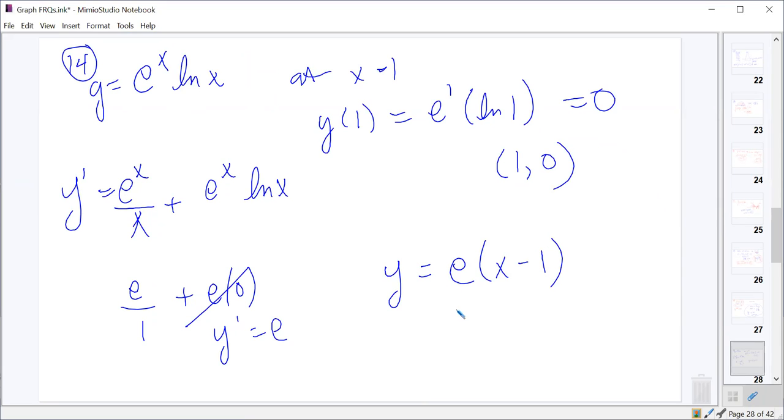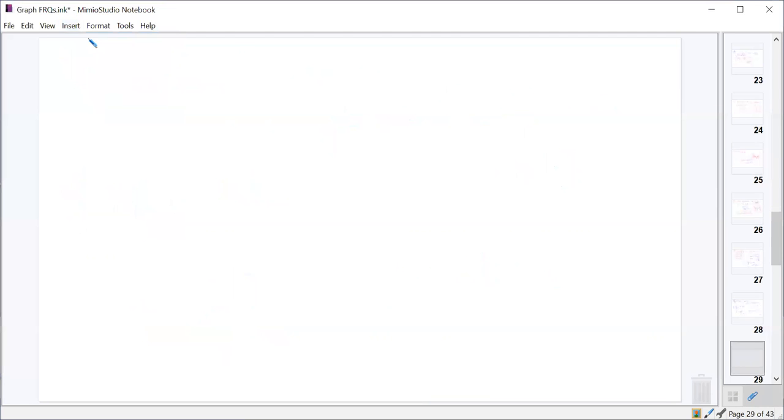And they distributed that out to get ex minus e, I think. No, they didn't. Never mind. All of them were distributed except for the correct answer choice. Choice C. Any questions there on 14? All right. Making our way through here.